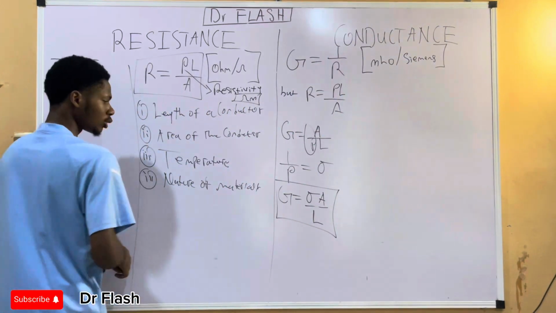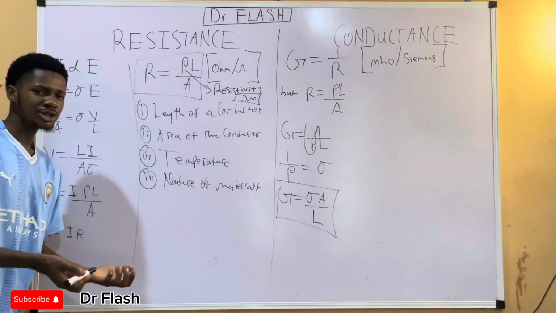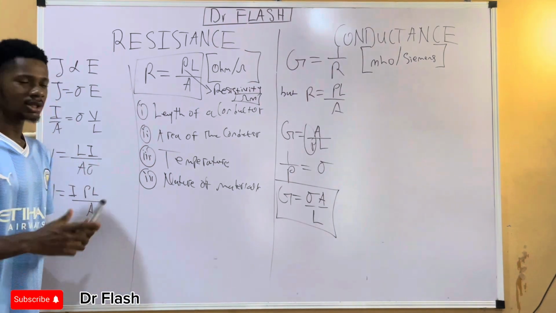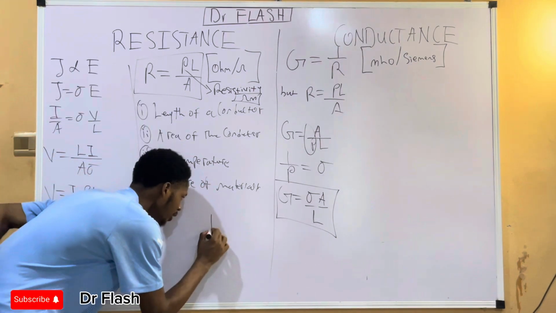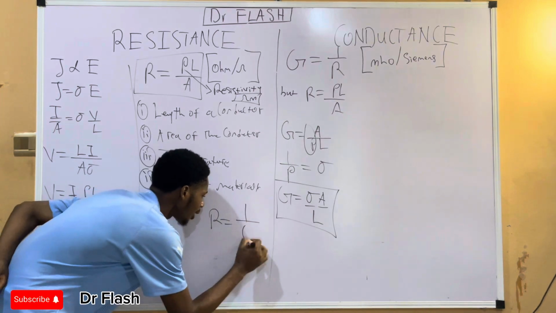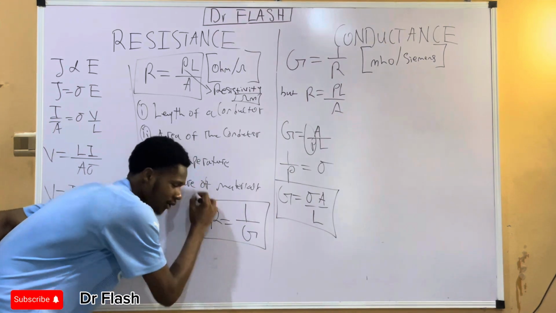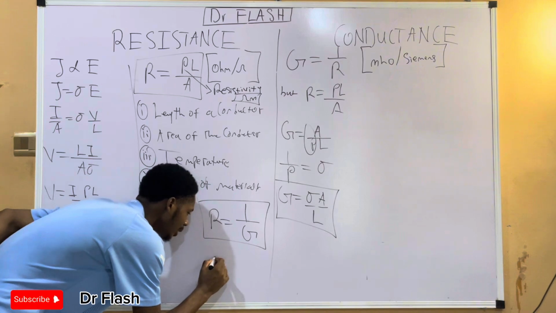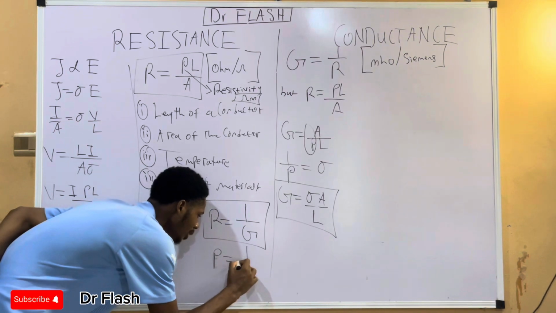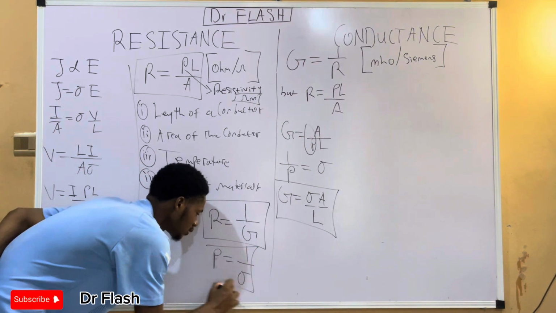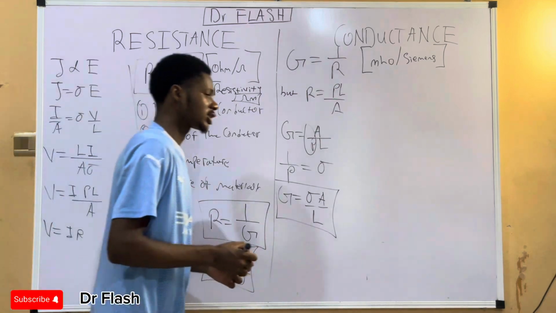They are reciprocals of each other. So you notice that the relationship between conductivity and resistivity is quite easy to remember. Resistance is 1 over conductance, or conductance is 1 over resistance, as well as resistivity is 1 over conductivity, or conductivity is 1 over resistivity.